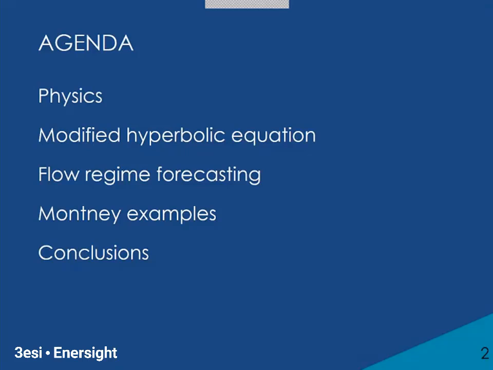equation pair. Then I'll show you what flow regime forecasting is, how it works, and I'll show you some examples. I'm showing here Montney examples, but I also have some Bakken examples to show you. And then conclusions, and then time permitting, I will switch and look at some of the older equations that we have for unconventionals, like the stretched exponential, and a lot of people are using the modified, and I'll show you some things that you might not have seen related to those equations.